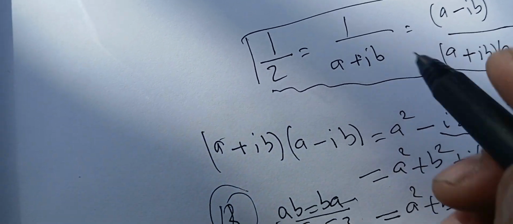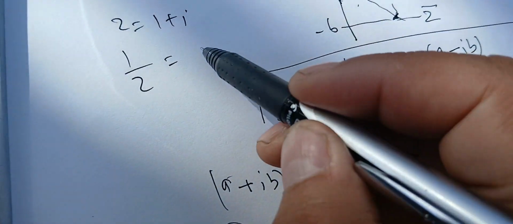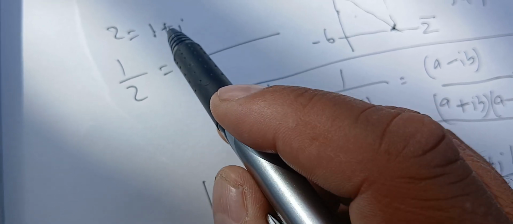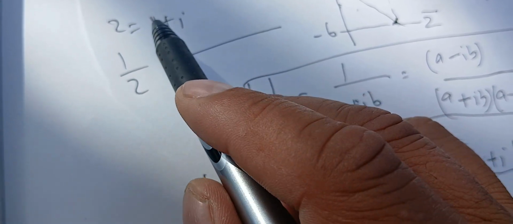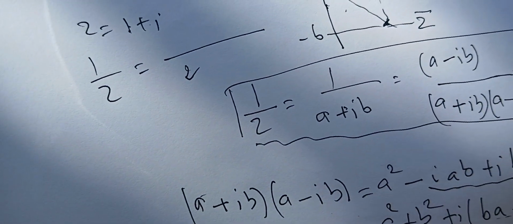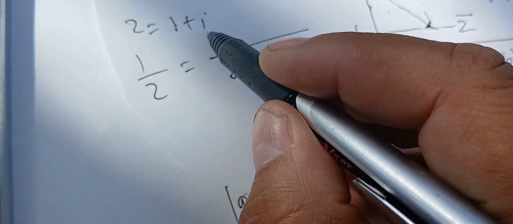Let's say z is 1 plus i. What's 1 over z? From here I see that a is equal to b is equal to 1. So here we have 1 squared plus 1 squared, which is 2. I'm applying this property, and I just need to take the conjugate, so it's 1 minus i. So 1 over z is going to be 1 over 2 minus i over 2.